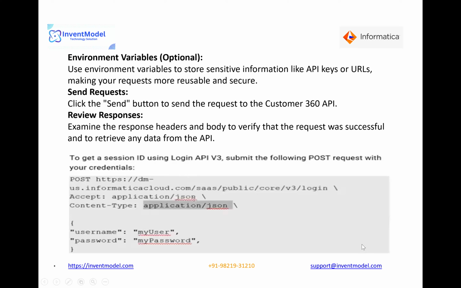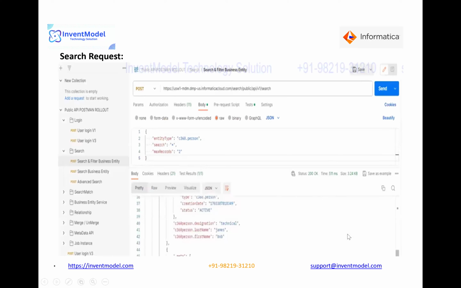So here, to get the session ID using login API v3, submit the following POST request with your credentials, which we talked about in the previous slide. We can pass this URL and then your user ID and credentials. It will return the session ID, which we will be passing in the header section, right?